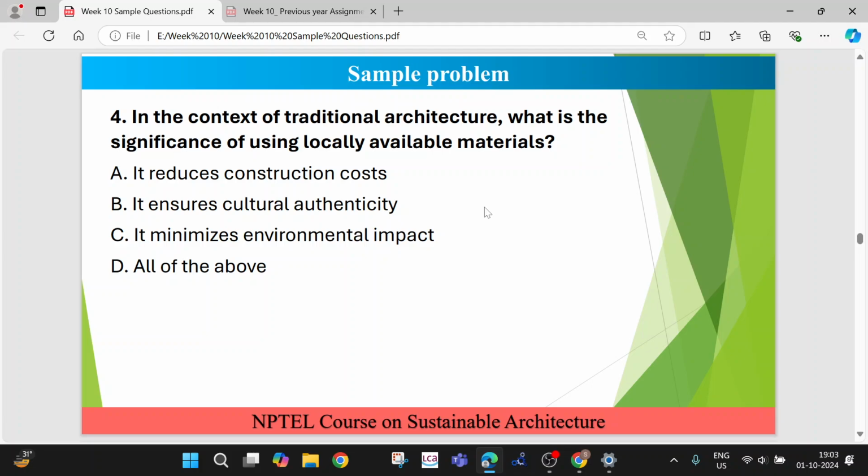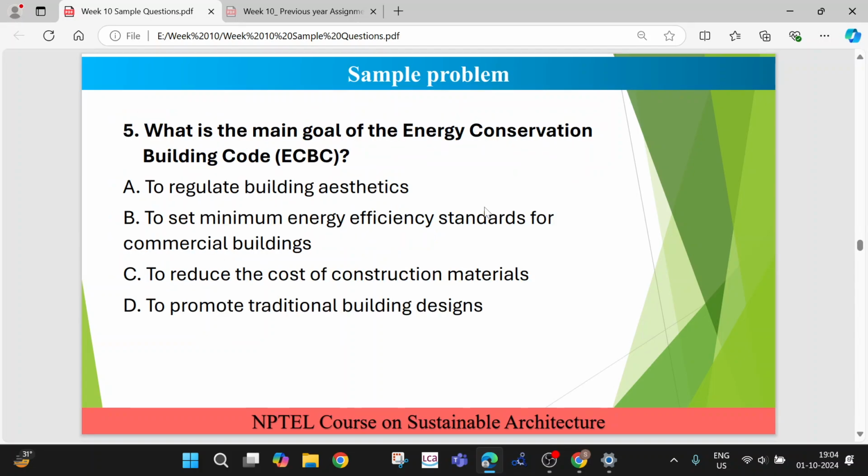So I think everybody is enjoying and answering correctly. Here is the next question, question number 5. What is the main goal of the Energy Conservation Building Code? Why, or with what purpose, were these ECBC standards made? Try to give an answer to this question.